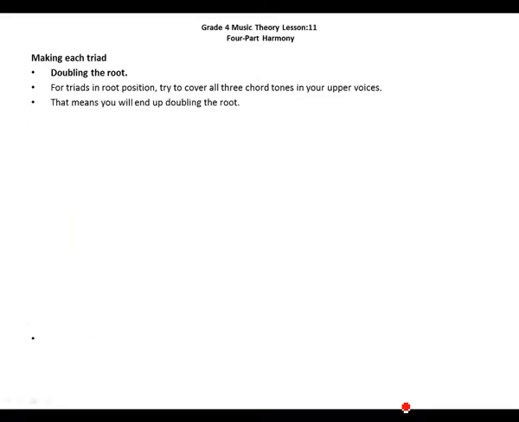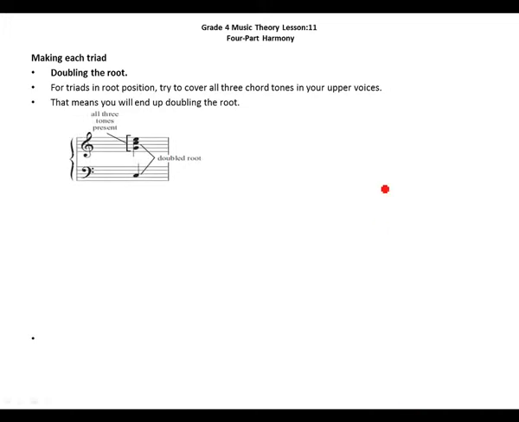Making each triad, doubling the root, and for each triad in root position, try to cover all three chord tones in our upper voices. That means we will end up doubling the root. And this is what we're talking about.